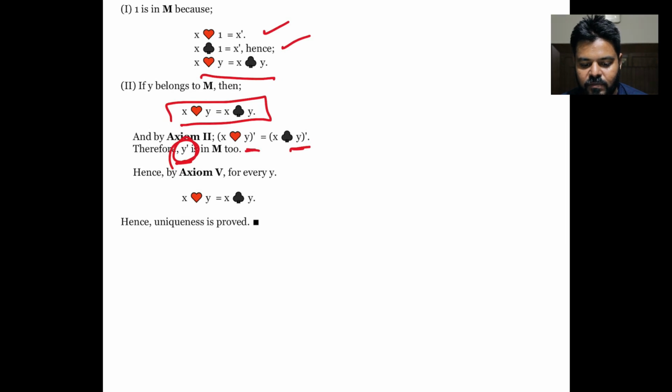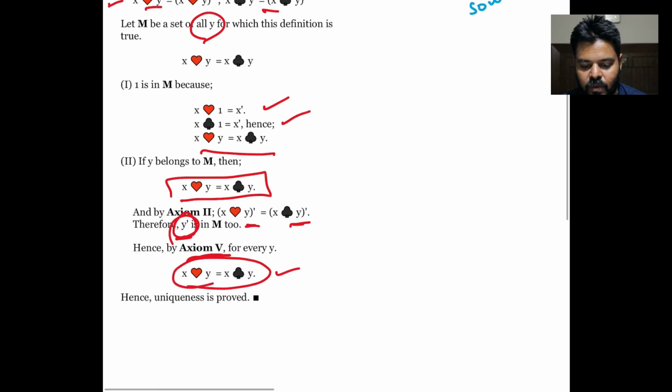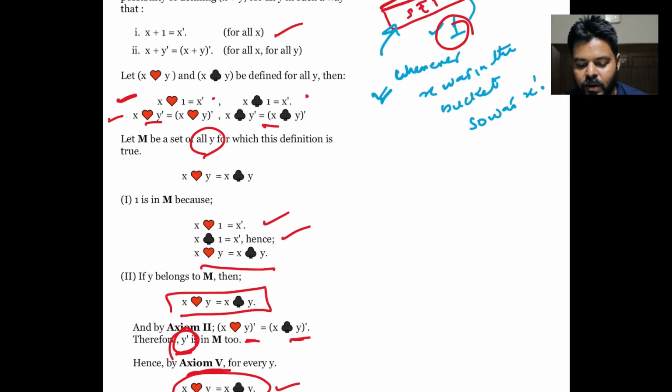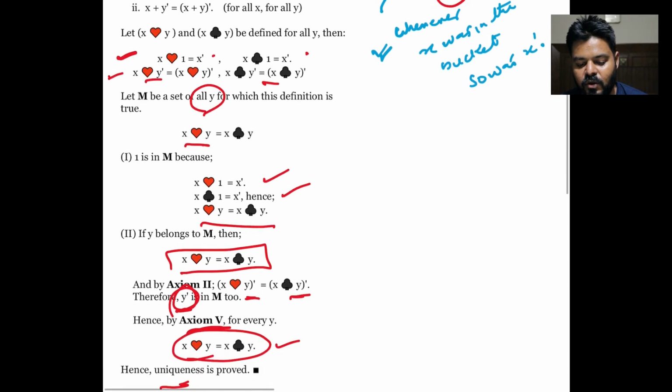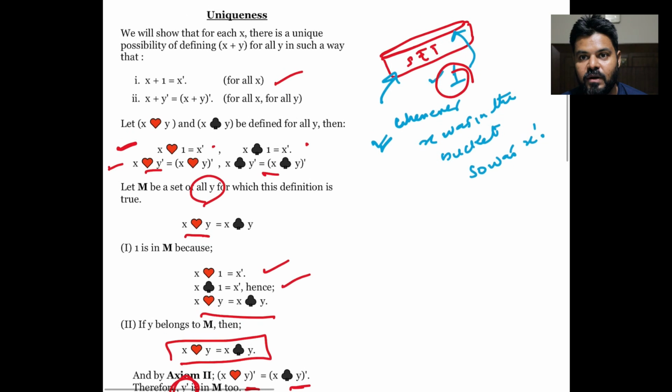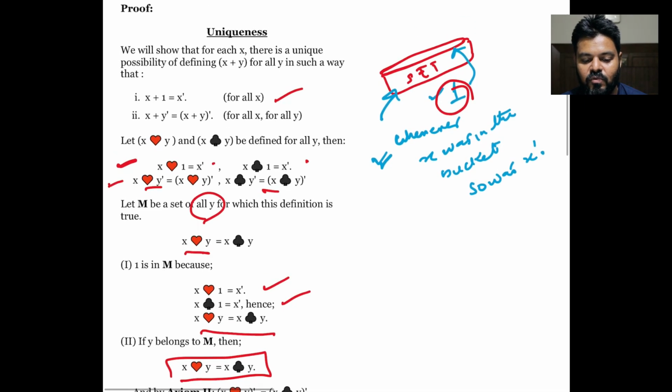And so by induction, by axiom 5, we have proved that these two numbers are unique. No matter how you define these two numbers, you can have any other pair, and you will always end up with them being equal to each other. So this way you can prove that this is unique. So we have proved the uniqueness part of it, that whatever that number is, it is unique.